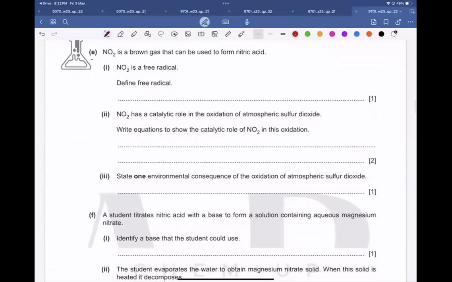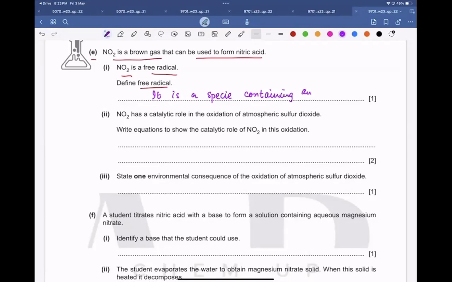Okay. Now E part. NO2 is a brown gas that can be used to form nitric acid. NO2 is a free radical, define free radical. So do remember, whenever they ask you about a free radical, it is a species containing, yes, very good, Umar, very good, Banin, the one which has an unpaired electron, not non-bonding electron. Unpaired electron.